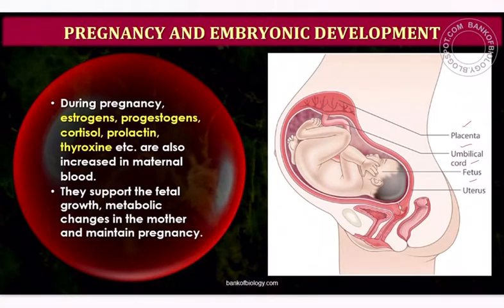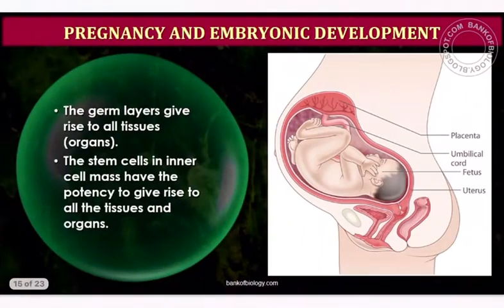During pregnancy, estrogens, a female sex hormone, progesterone, another female sex hormone, cortisol, which we sometimes call the stress hormone, prolactin and thyroxine are all hormones that are increased in maternal blood. They support fetal growth, metabolic changes in the mother and maintain pregnancy. So to maintain the pregnancy, all these hormones are essential. And the germ layers give rise to organs or tissues.